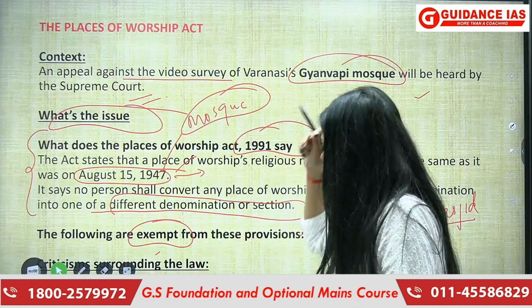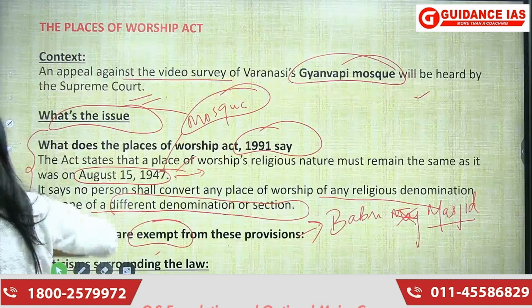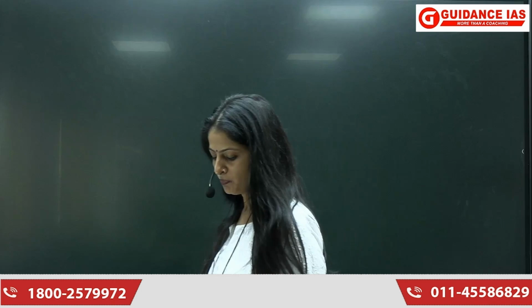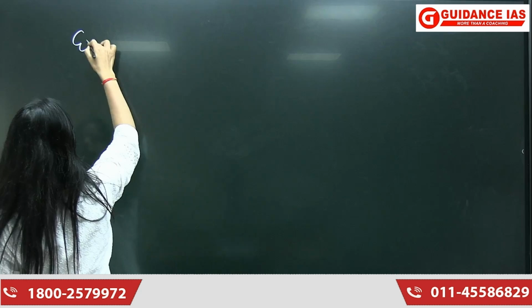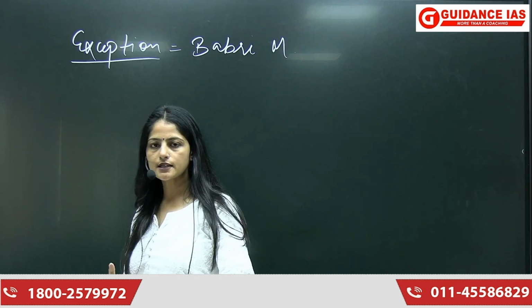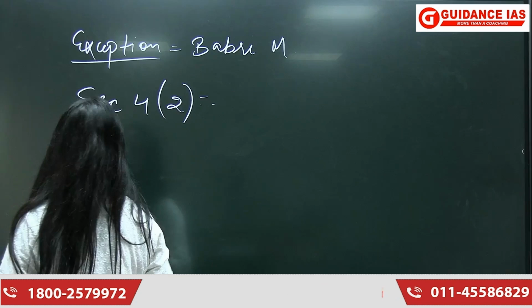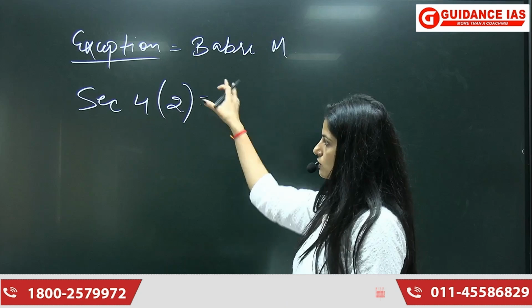Okay, now there are two, three things before coming to the criticism and more of the arguments that I would want all of you to go through. So, one exception we have read, which is Babri Masjid. Again, there was another exception, and for that exception, you need to understand Section 4, Clause 2. I will also tell you what Section 4 Clause 1 is, but Section 4 Clause 2 hum pehle dekh lete hain, because it also deals with the exception.